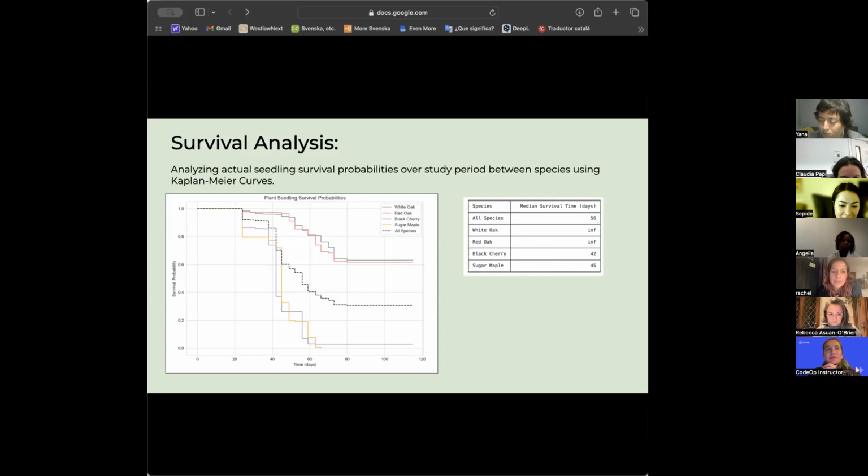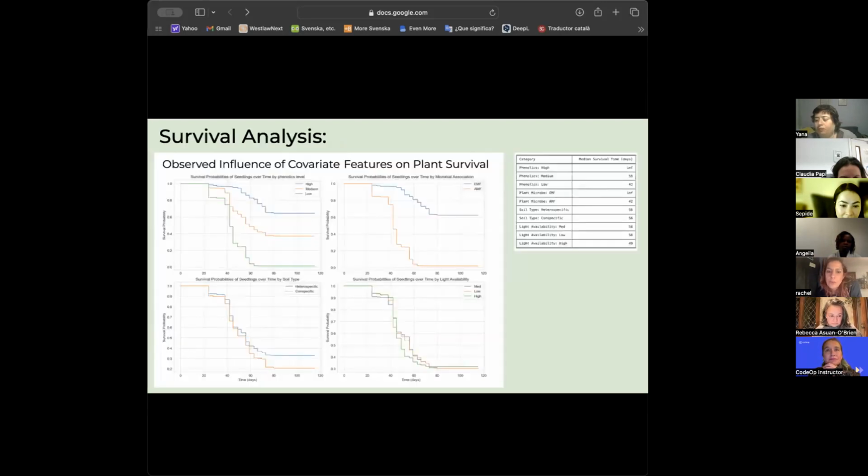Next slide, please. And so we also looked at the survival analysis by grouping survival by things such as phenolics, the microbial associations, light, and soil type. And again, what sort of emerges is this idea of the key predictors potentially being the impact of phenols and the type of root association, with higher survival indicated with plants associated with EMF microbes. Next slide, please.